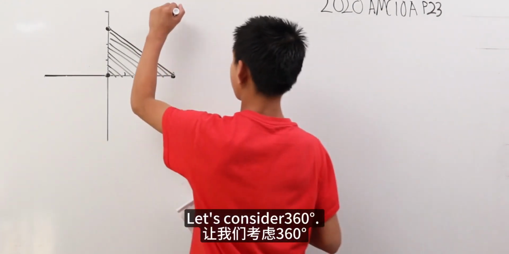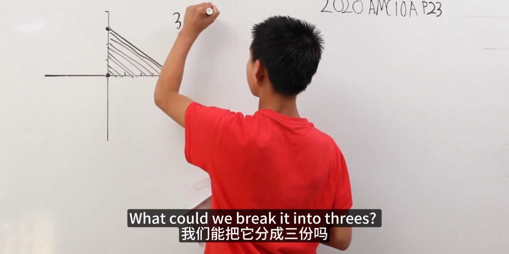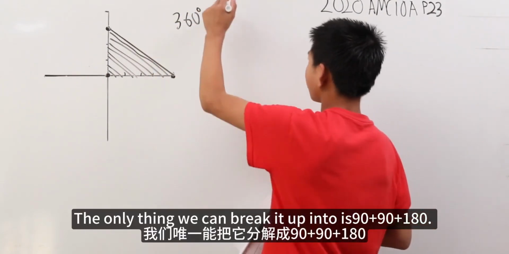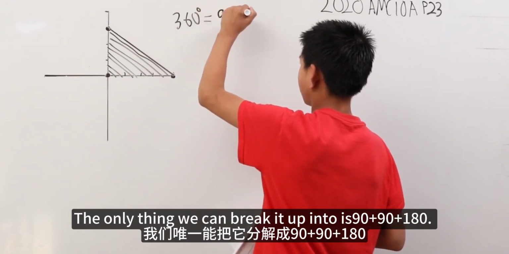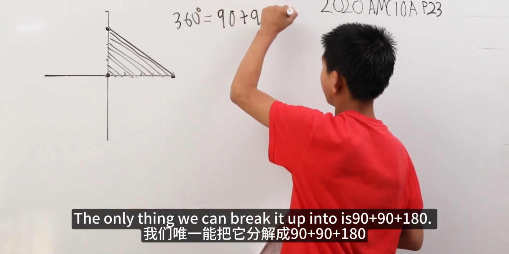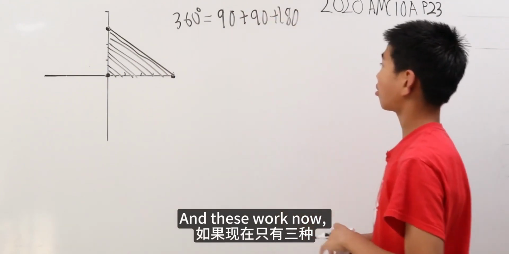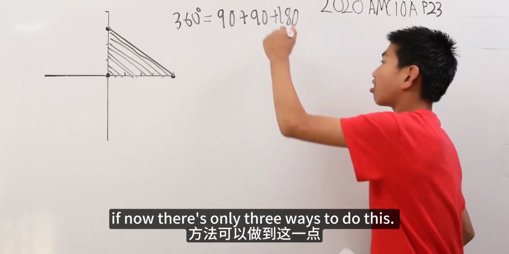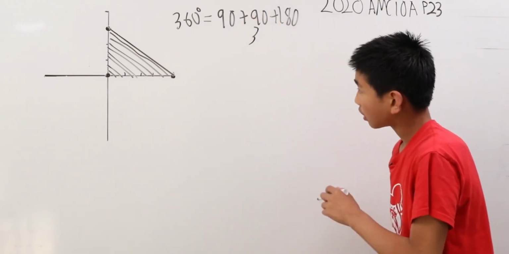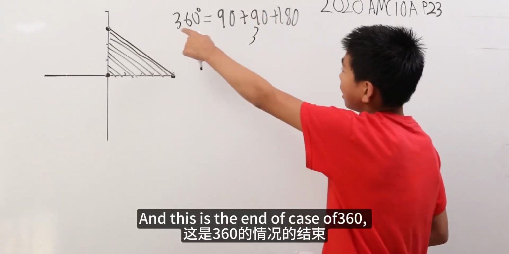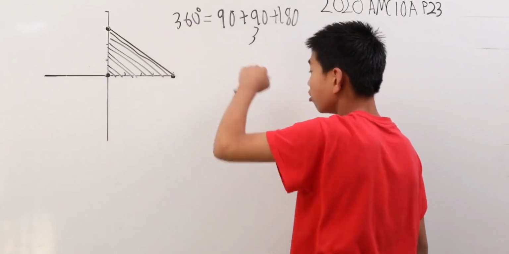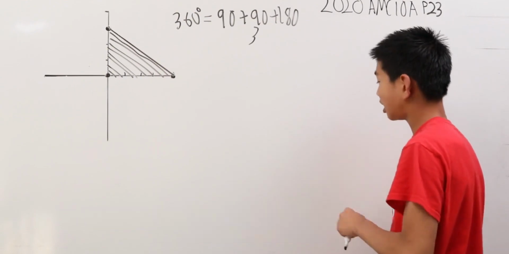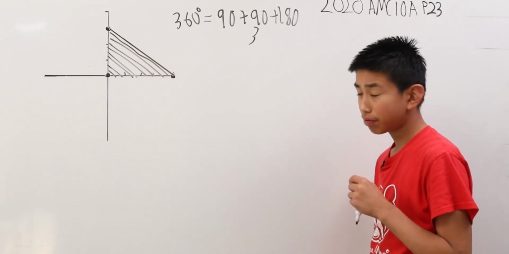Let's consider 360 degrees. Can we break it into threes? Well, the only thing we can break it up into is 90 plus 90 plus 180. And these work. Now, there's only 3 ways to do this. And this is the end of the case of 360, because this is the only way to have a sum of 3 rotations that are each either 90, 180, or 270.